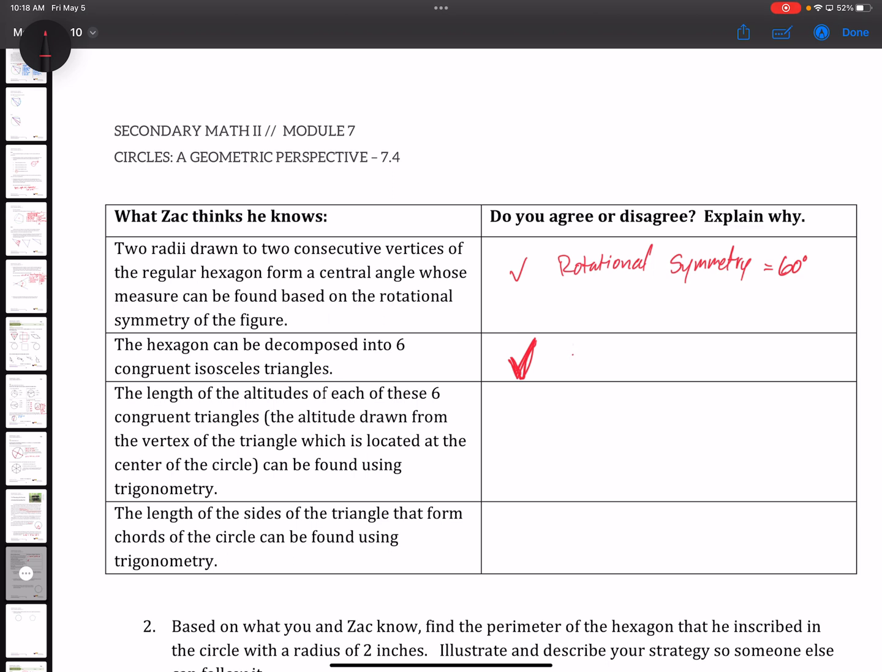Why? Because the radius is 2. The radii remain congruent. Let's say that: they are congruent. I don't like the word radii because of the two i's at the end.